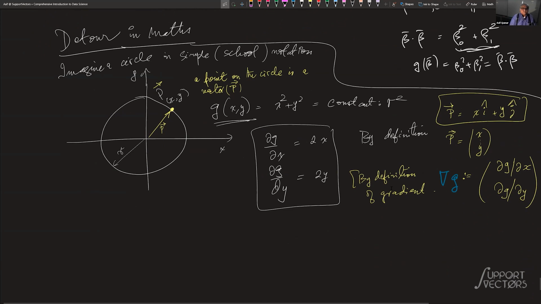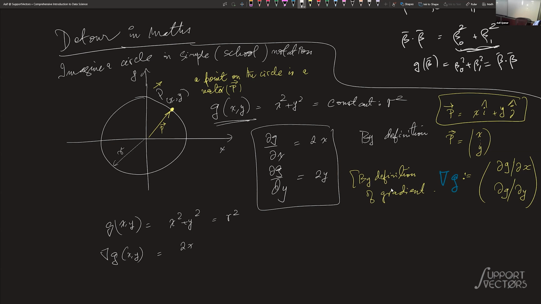So now in this particular example, let us go back and compute. G of x, y is equal to x square plus y square, which is equal to some constant square. The gradient of G of x, y is equal to what? It is equal to 2x.